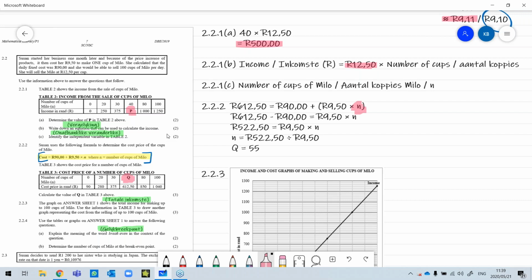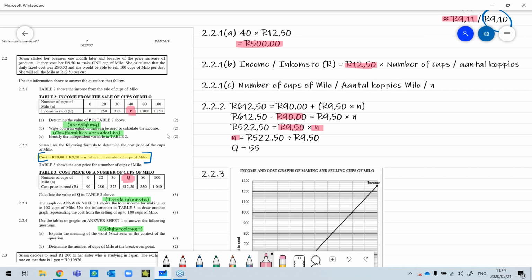So first of all, we need to get N all by itself, and therefore we are going to take this 90 Rand and subtract it from the R612.50. There's the 90 Rand. So we're going to subtract this. Then our last step will be to still get N all by itself. And therefore, we are going to take R522.50 and divide it by R9.50.